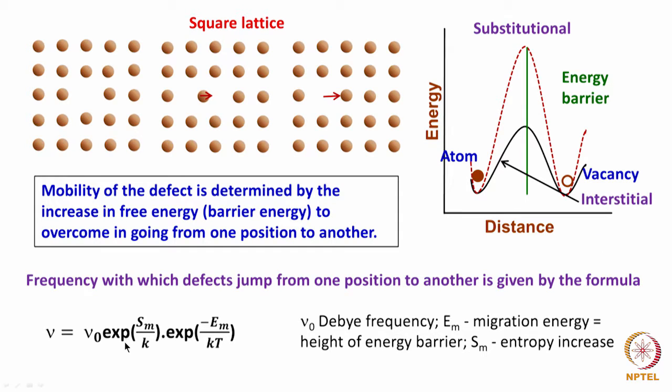Generally, it has been seen that this term turns out to be close to 1 in FCC materials. So it can be written like nu 0 into this factor. Nu 0 is the Debye frequency, the maximum frequency with which an atom vibrates around the lattice sites. And in this specific case, this is considered as the height of the energy barrier.